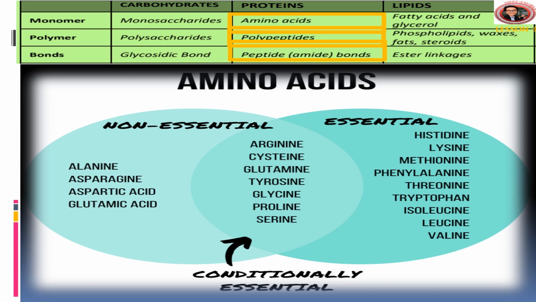Pero there are also conditionally essential amino acids. Conditionally essential amino acids are normally non-essential, but must be supplied by the diet in special circumstances when the need for it exceeds the body's ability to produce it. These are only essential under special circumstances gaya ng time of illness or time of stress.